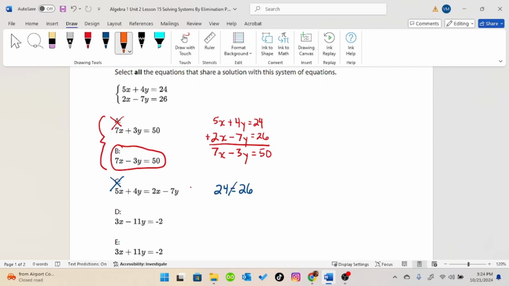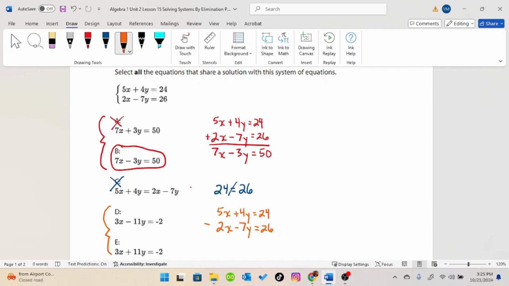And the last tip I would give is that I notice D and E both have 3x to start with. They got that by subtracting 5x minus 2x. So that's what we're going to do. 5x plus 4y equals 24, and they are subtracting 2x minus 7y equals 26.